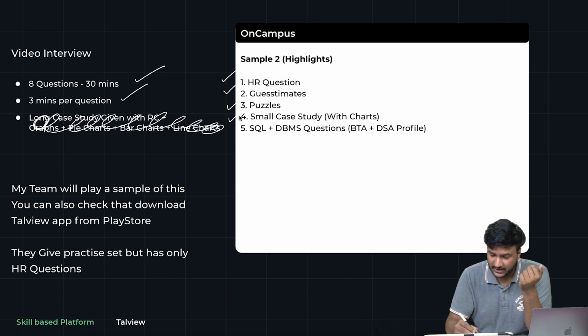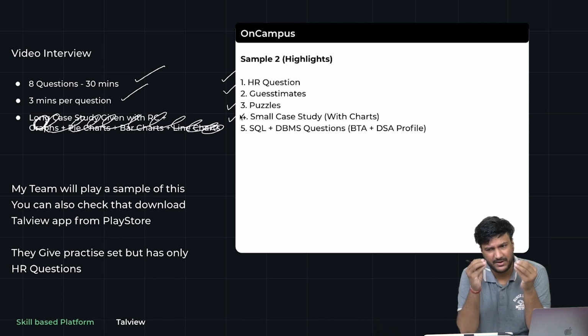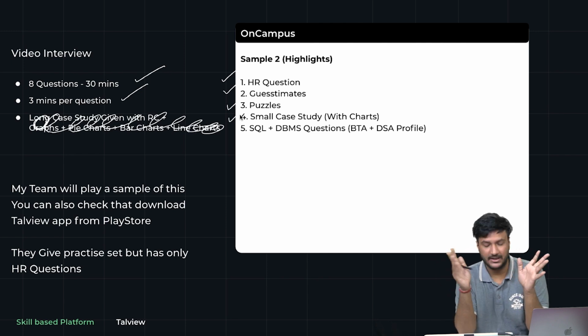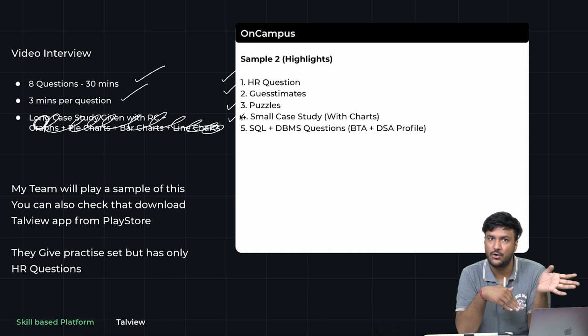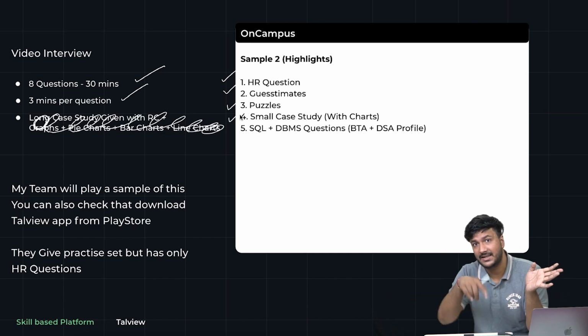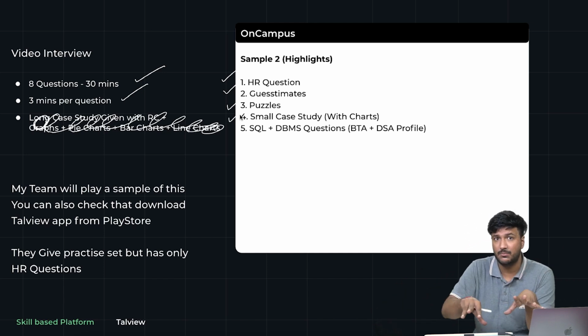A small case study can also be given. This is going to be a very small case study: one chart and 2 lines. That's it. It's not like the long case study that you saw in the PSDD, or the long case study that you'll see next in the case study round, by the way.